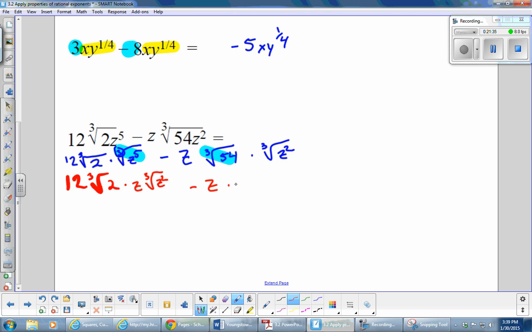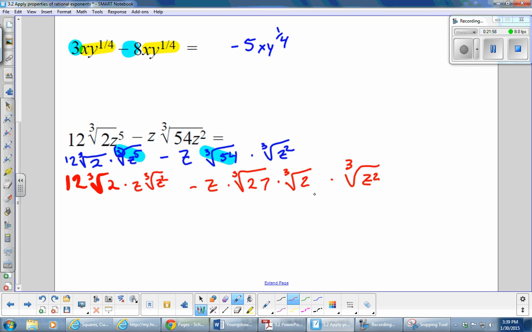So I can break this up as the cube root of 27 times the cube root of 2. I'm allowed to do that, right? That's the blue section I broke up. And then this guy, there's not much I could do with him, so I'm just going to leave him alone.